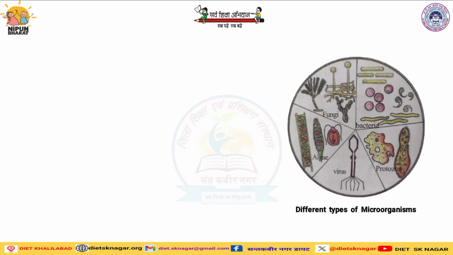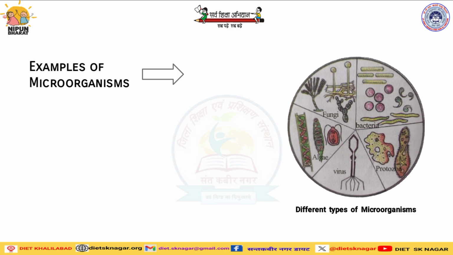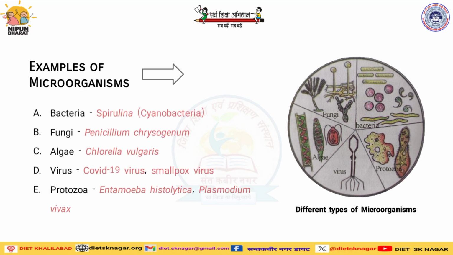Here you can see some examples of different classes of microorganisms. The first one is bacteria, and the example of bacteria is spirulina, belongs to cyanobacteria. Spirulina is a source of single cell protein because it is rich source of protein and other nutrients which you will study in higher classes. The second class is fungi, which is plural of term fungus, which you have seen in previous slide. The example of fungi is Penicillium chrysogenum.